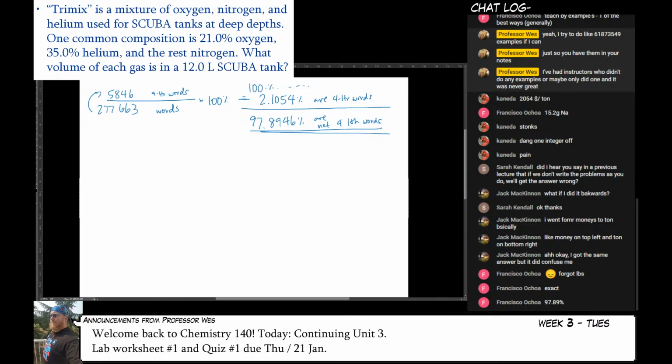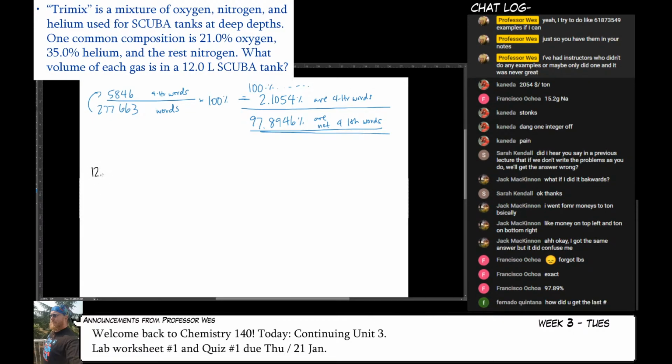Now let's do this trimix question. So what I'm going to do is do this problem basically 3 times here. How did I get the last number? This right here, the 97.89? I subtracted, so this is just subtraction, because 100% would be all words. If I subtract out the four-letter words, what I'm left with are the not four-letter words.